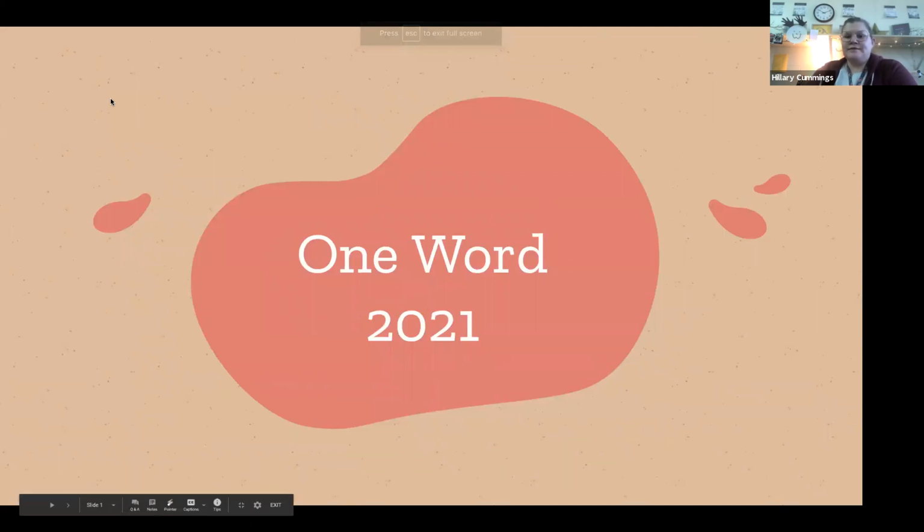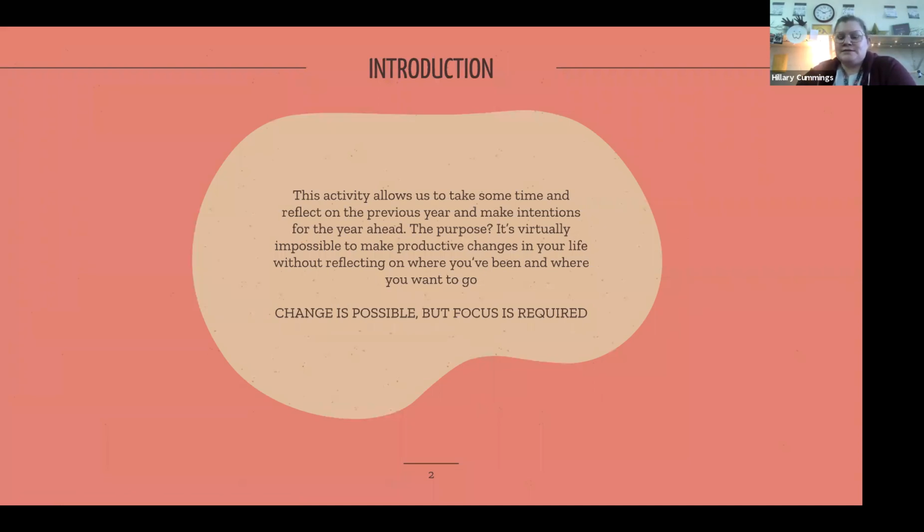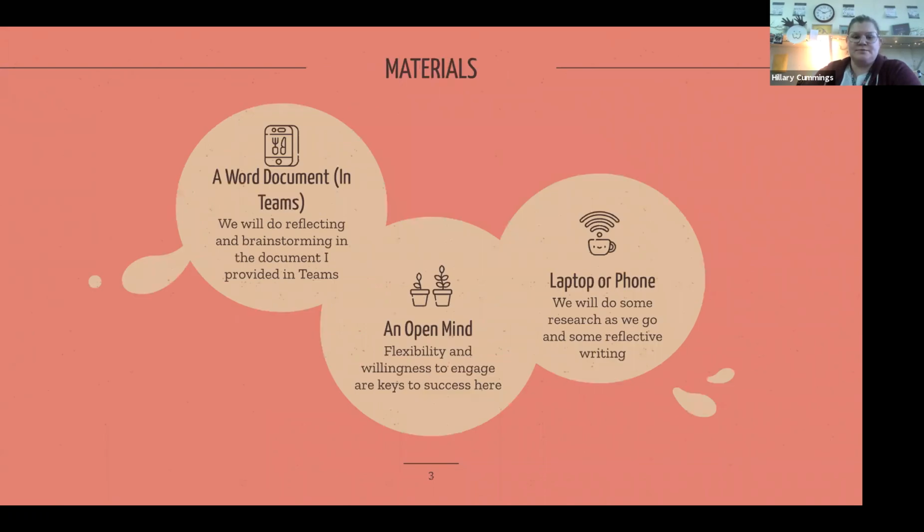So we're doing an activity that's called One Word 2021. And what this does is it allows us to take some time and to think about last year, 2020, and make some intentions for the year ahead. And the purpose behind this is that it's impossible for us to make productive changes in our life without reflecting on where we have been and where we want to go. So the motto here is that change is possible, but focus is required in order for us to make change.